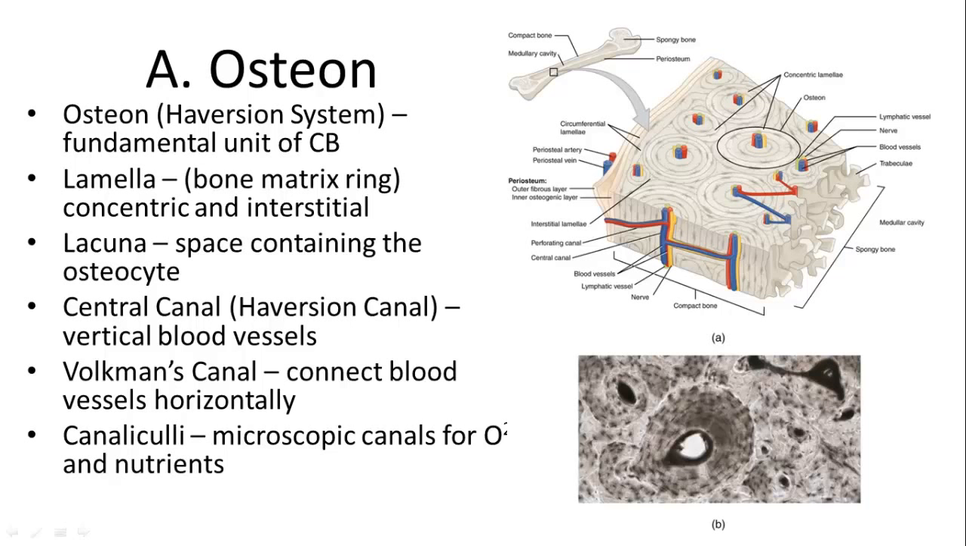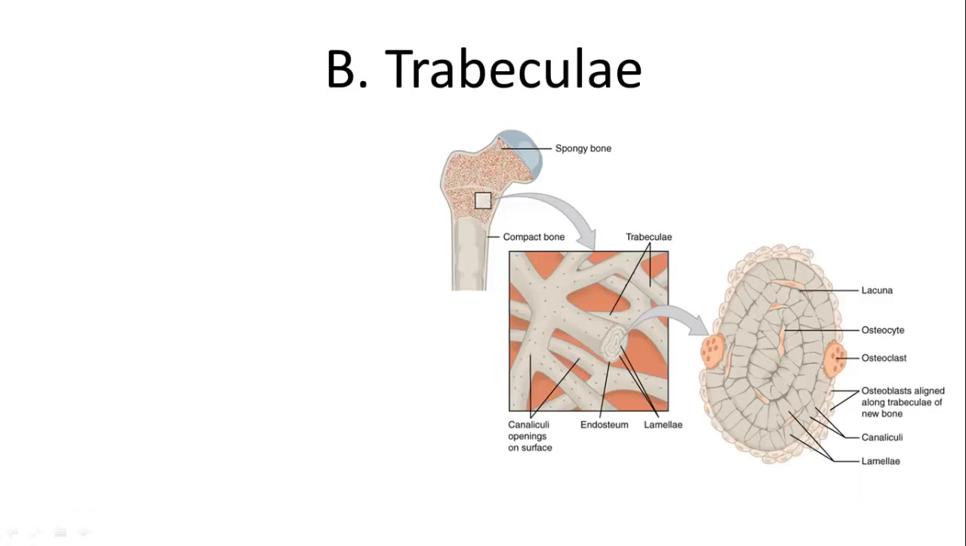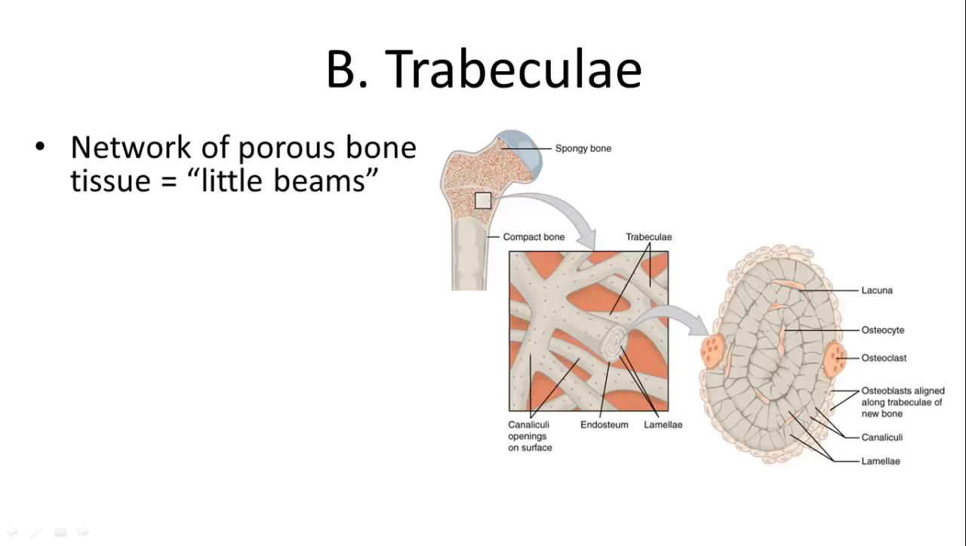All right, so that is an osteon. You get these together and they form bone tissue. Trabeculae is a different type of bone. It literally means little beams, and this is much more porous bone called spongy bone.